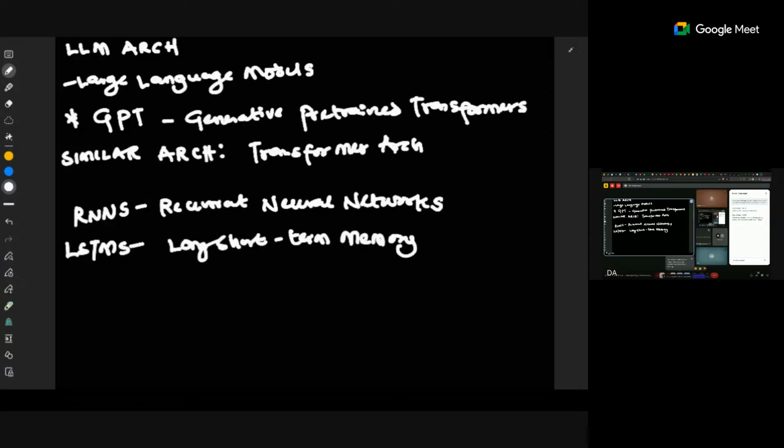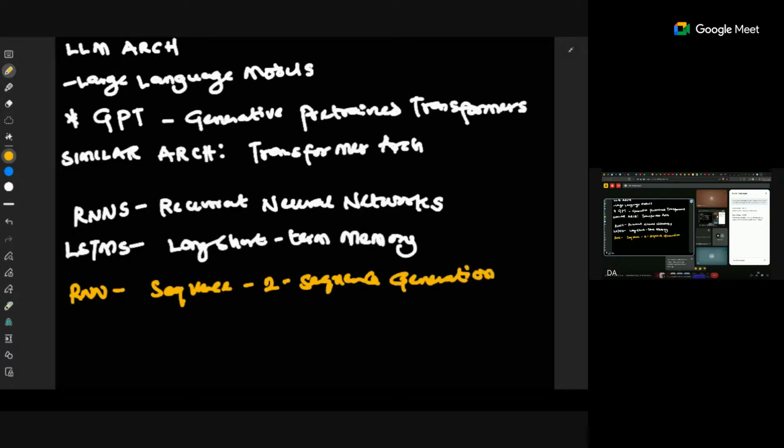RNNs and LSTMs constituted those kind of models. The idea with RNN, which I'll go into later when I compare with LLM technology, is that we're doing sequence to sequence generation. So for RNNs, we are generating one word at a time, one word at a time.